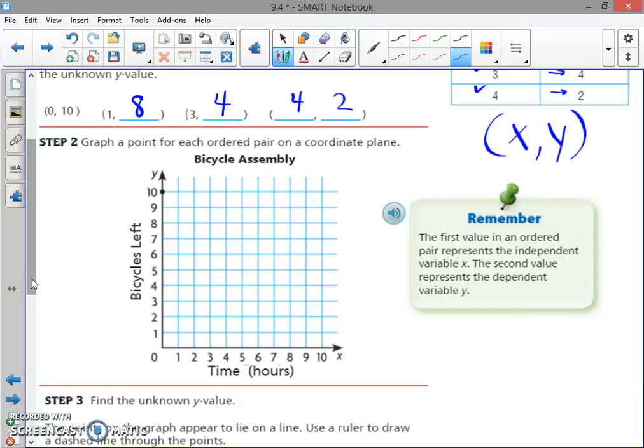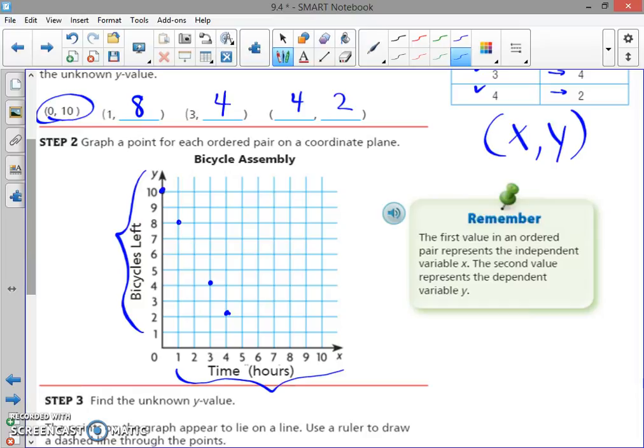So they've decided to go by ones here and by ones here, which makes sense. And we're going to go ahead and graph. So we have 0, 10. So I start at 0, I go over 0, that means I don't move, and I go up to 10, which they've graphed for us. Okay, and then the next one, I go over 1 and up 8. I go over 3, we're skipping the 2, and up 4, even though I think you know what it is. We're going over 4 and up 2.